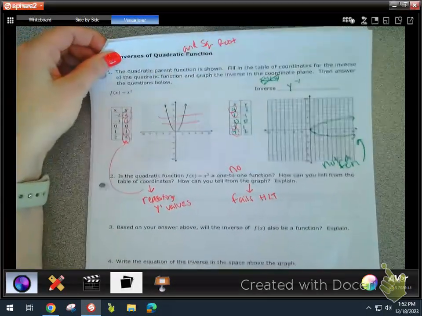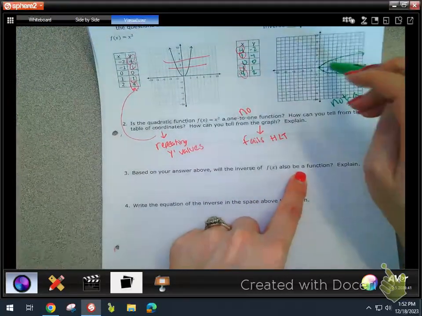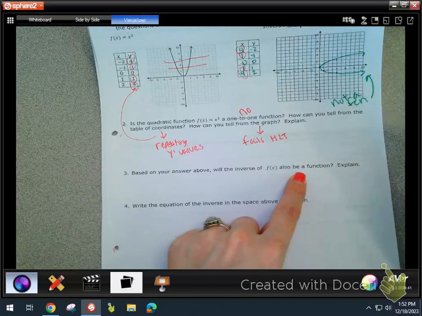So we kind of already answered number 3, but based on our answer above, will the inverse be a function? Well, we've already said no. Why can it not be a function?